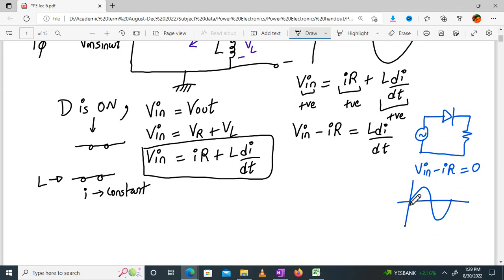So how will my I be? What I'm saying is, the magnitude might be different. What will be the magnitude of this? V in upon R, Vm upon R. The magnitude will be differing, but they will be in phase. In case of resistive load, the current is in phase with the voltage. Do you understand what I'm saying? So this was the picture in case of R load, resistive load.